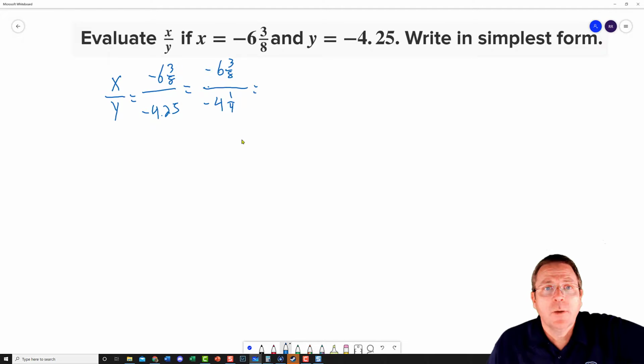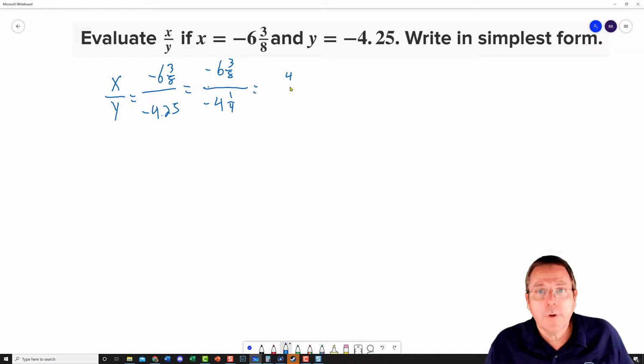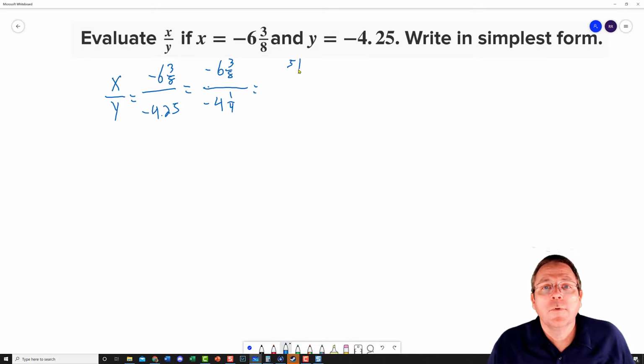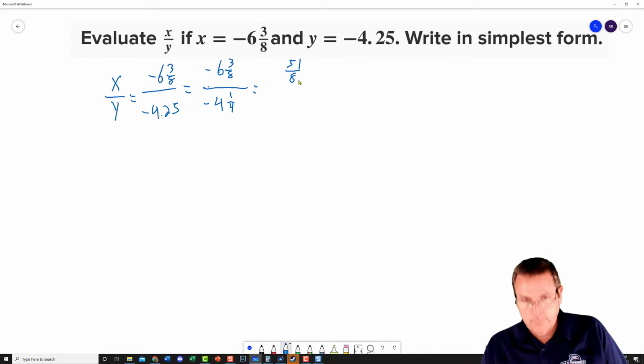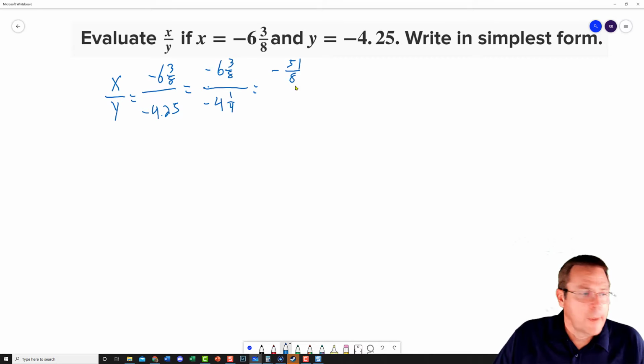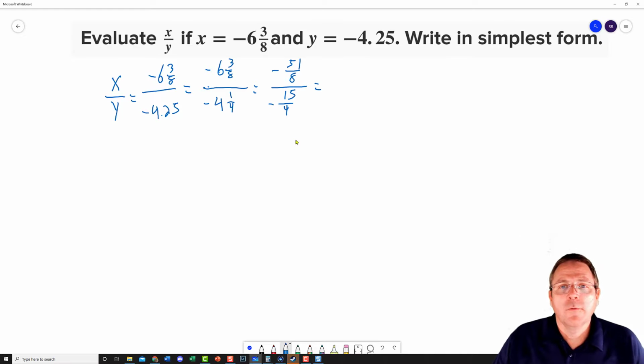Now it's time to change them to improper fractions. 8 times 6, that one always gives me trouble, because 8 times 7 is 42. So 6 times 7 is 42. 6 times 8 is going to end up being 48. Oh, no, not 48. 48 plus 3 is going to be 51 over 8. Of course, that's going to be a negative number. And on the bottom, 4 times 4 is 16, plus 1 is 15 over 4. And that's going to be a negative number as well.